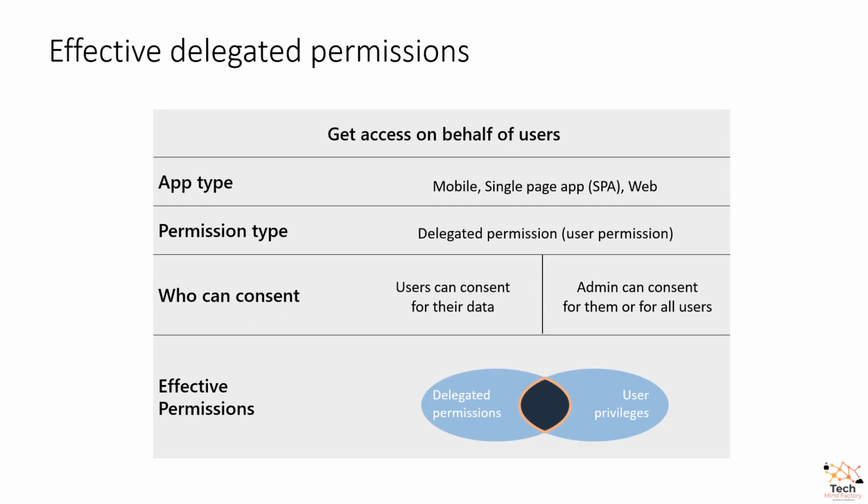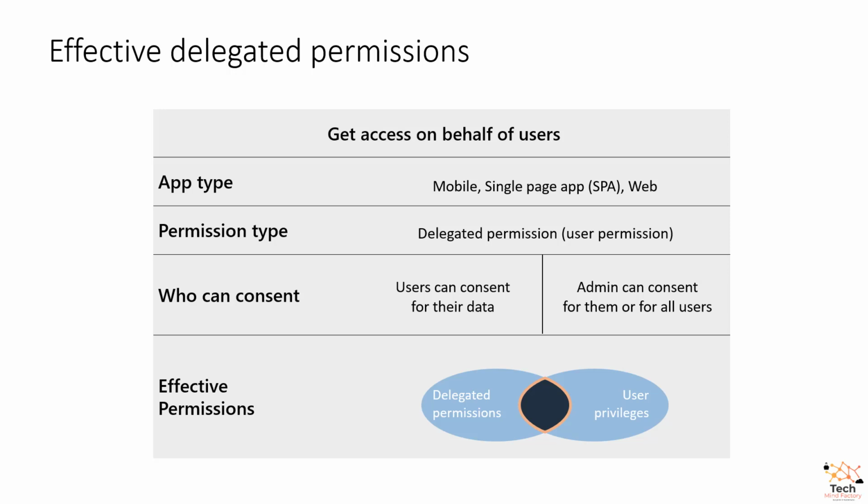Okay, so right now let's talk a little bit about effective delegated permissions. So when talking about delegated permissions, we said that applications get access on behalf of users. And those can be different kinds of applications: mobile, single page applications, web applications, desktop applications, yes, many other applications. And when it comes to permission type, it is delegated permission, so the user permission. And when it comes to consents, users can consent for their data, but also, as we mentioned, the administrator of the tenant can consent for them or for all users.